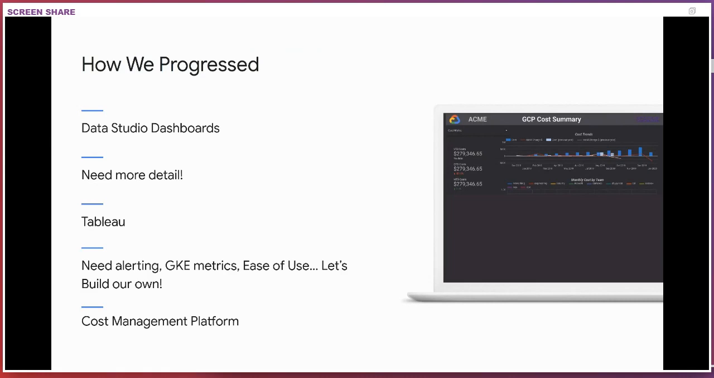So we started partnering with the engineering teams again, saying like, okay, we need a lot more information here. We need to be able to have alerting that goes to people outside of the Slack channel, so executives that want to see this cost. We need to deeply be able to look into our GKE usage so that we can right-size our clusters. We need it to be easy to use, and a whole raft of ideas that we had.